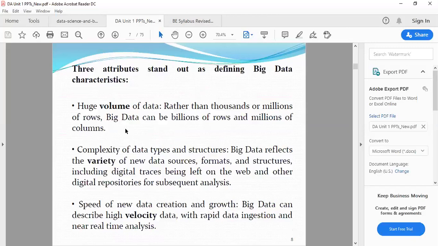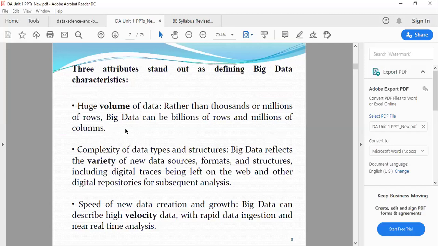There are totally three attributes. First one is huge volume of data. This is the first attribute. Rather than thousands and millions of rows, big data can be billions of rows and millions of columns. Means there is a large amount of data.